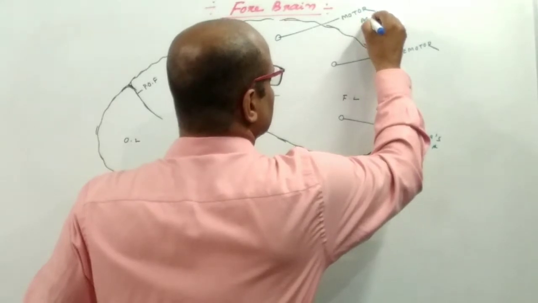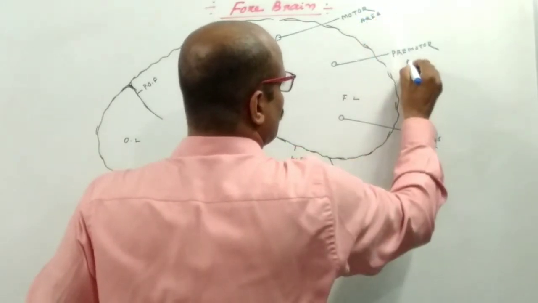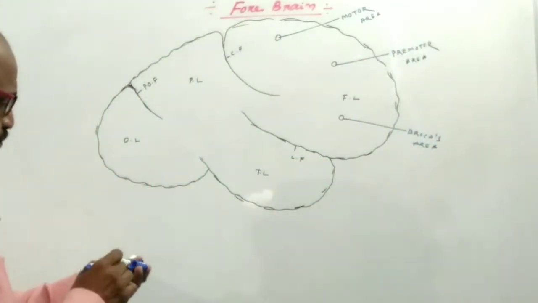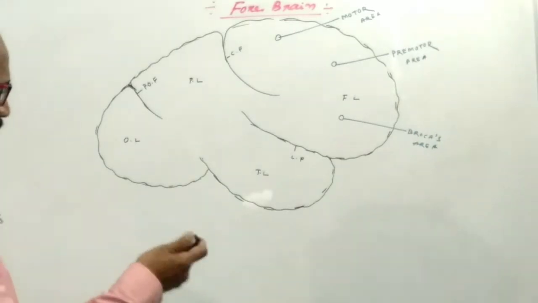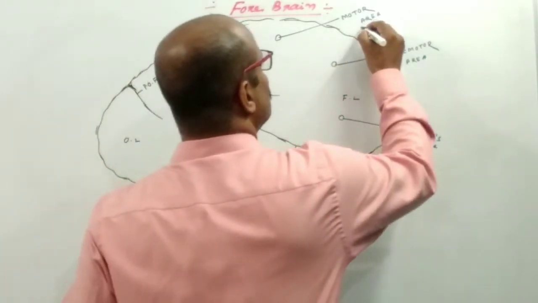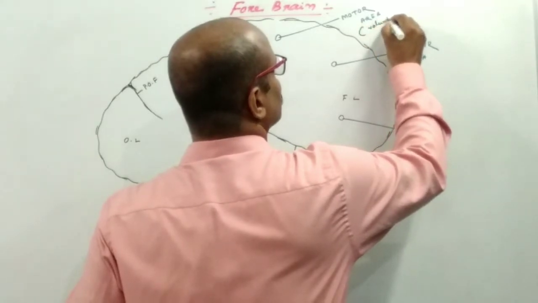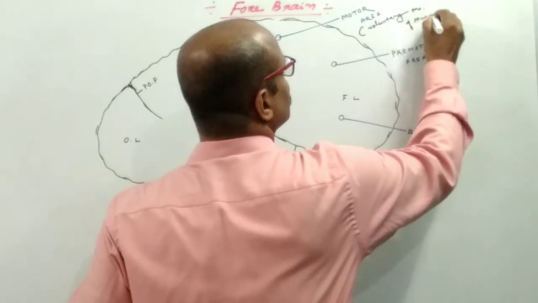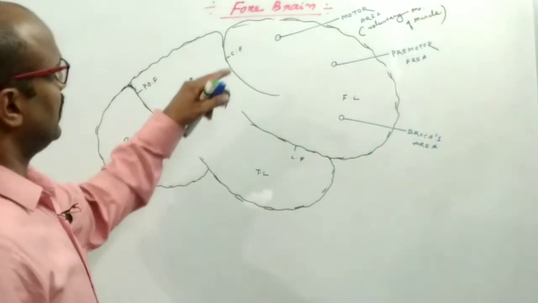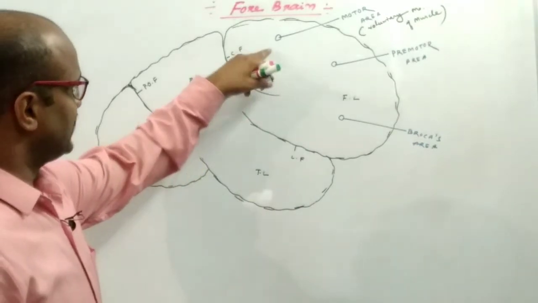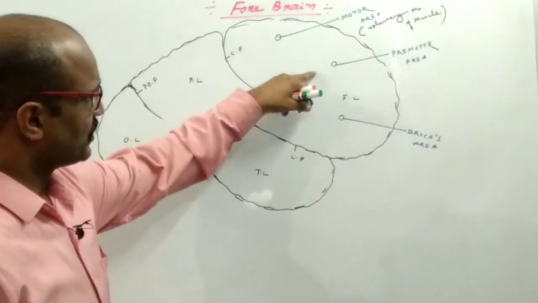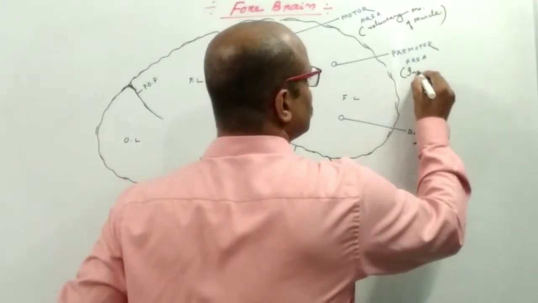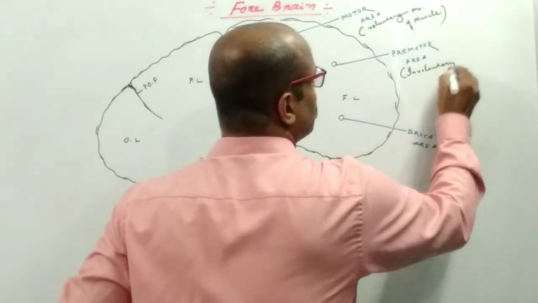These areas are assigned different important functions. The motor area of the frontal lobe controls the voluntary movement of muscles. The premotor area, which is present in front of the motor area, controls the involuntary movements of muscles.